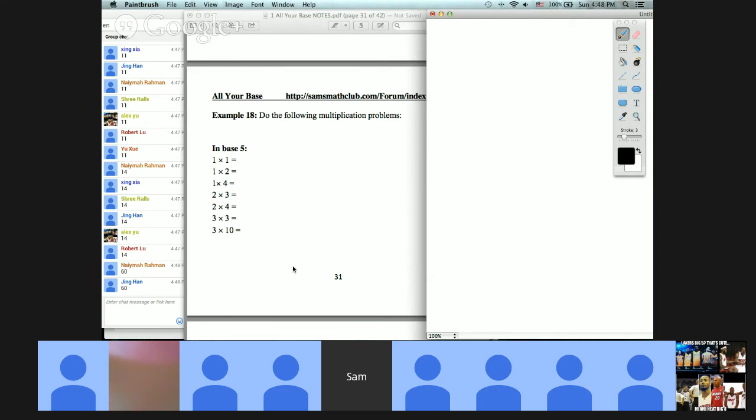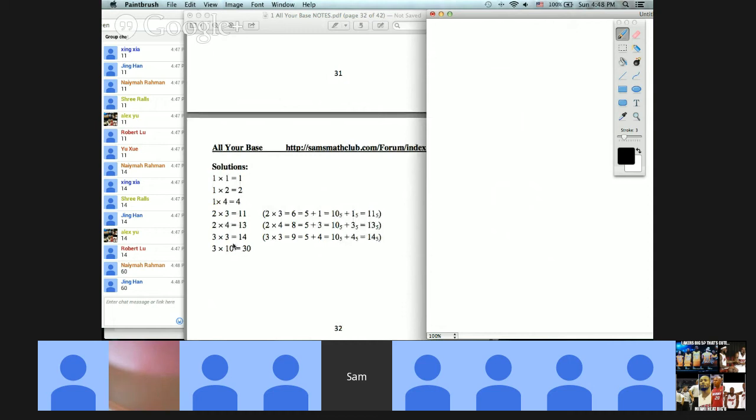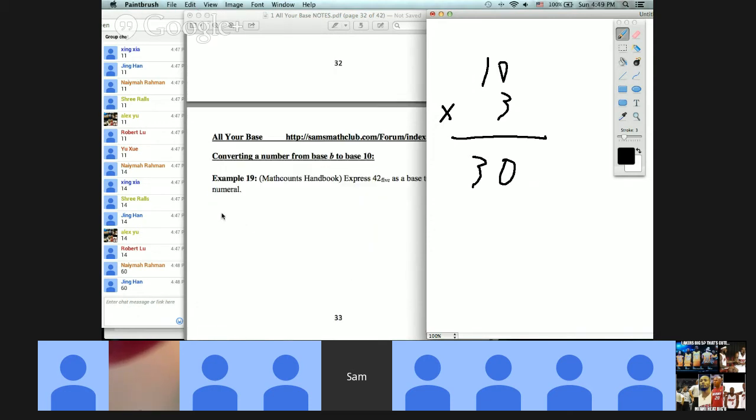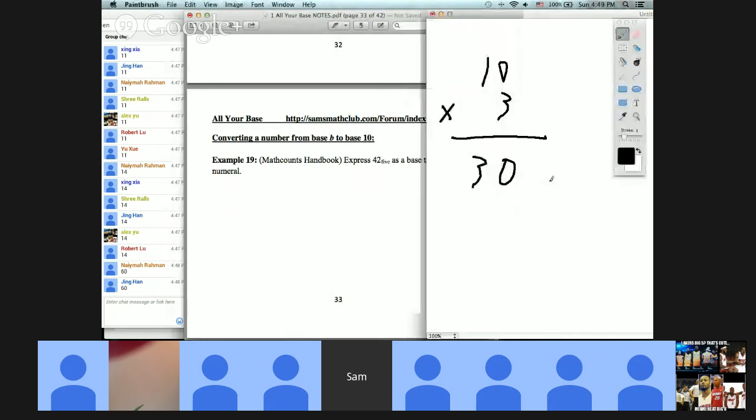All right, this one's a little bit tricky. Sorry. The answer is actually 30. If you multiply 10 by 3, when you multiply larger numbers together, you basically write it like that. And then 3 times 0 is 0, there's no problem here. And then 3 times 1 is 3. No problem here. It's just 30.